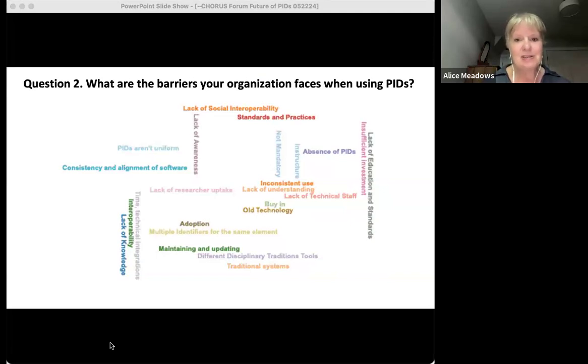I was interested that cost didn't come up here, which again, in the surveys that we've done of national communities, has come up often as a concern for people. But there's a lot here that totally makes sense. The interoperability is both a benefit and a barrier. Adoption, lack of buy-in, at all levels, both senior and the researchers, is a big deal. So no big surprises here, but just a little different from some of the responses we've had to similar questions in different communities, just a little different weighting.